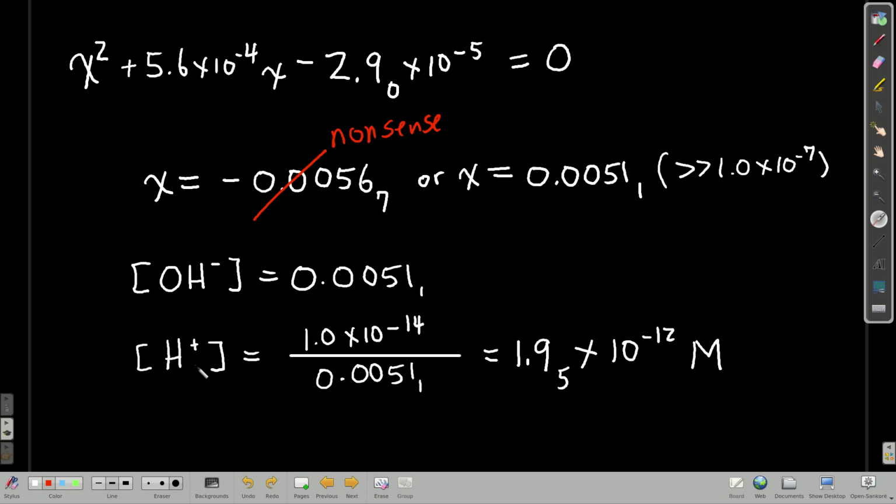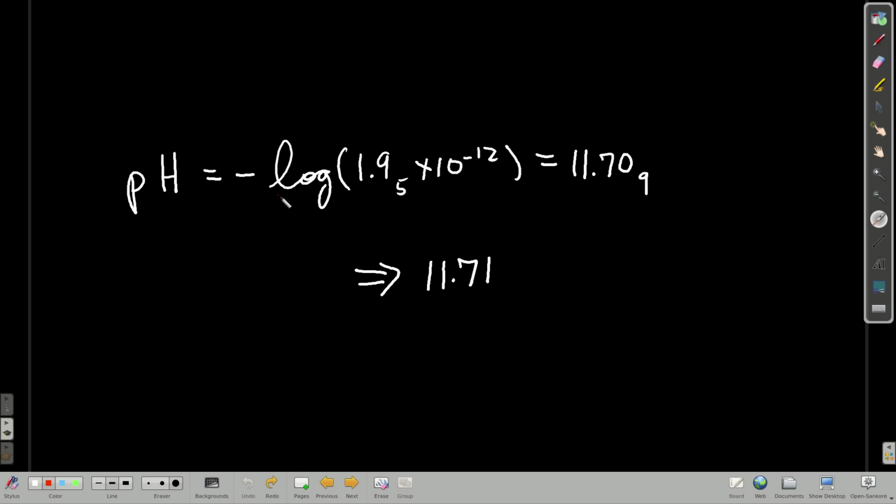So anyway, we solve for the concentration of hydrogen ion, get about 2.0 times 10 to the minus 12th molar. pH is just negative log base 10 of that, which is 11.71. There you go.